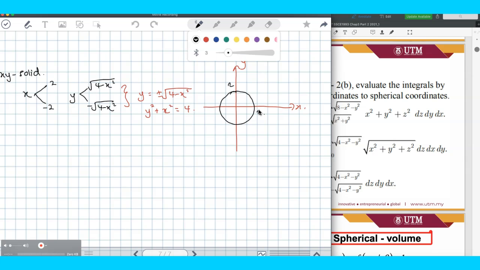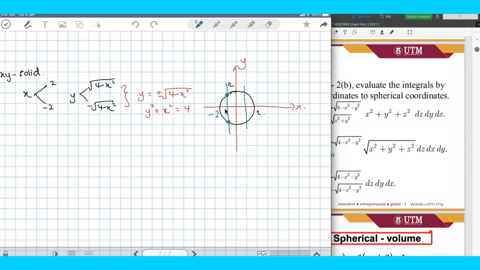We can see that x is constant, so we have a vertical line lying between x equals -2 and x equals 2. So x can be negative, x can be positive, and y here can be negative and positive. All of them are part of the circle, which means that the lower bound and upper bound of y cover all quadrants. So we can say that the shaded area is the whole circle with radius 2. From here we can determine the limit of theta from 0 to 2 pi.